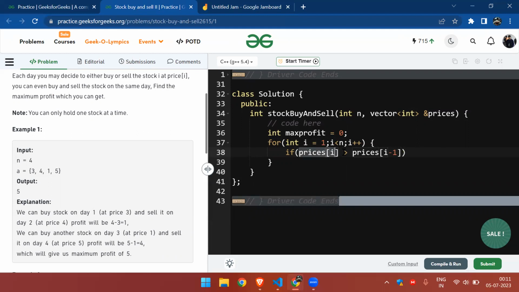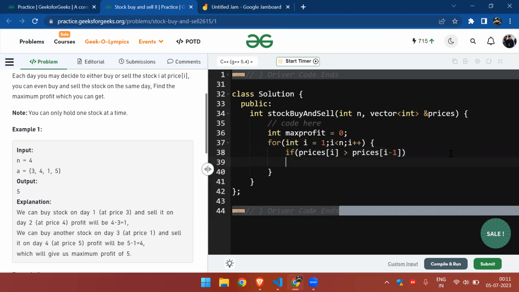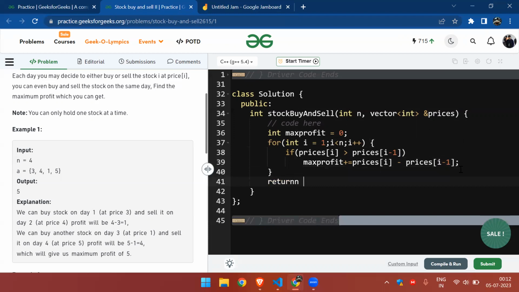If the price today is higher than yesterday, then we would definitely have bought it, right? So we'll be incrementing our max profit by prices of i minus prices at i minus 1. And let's return our max profit as the answer.